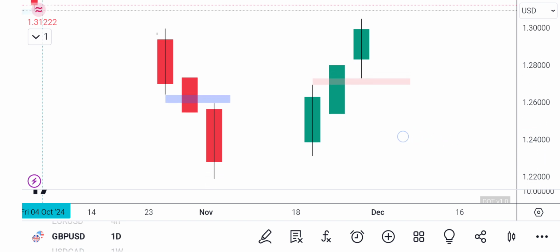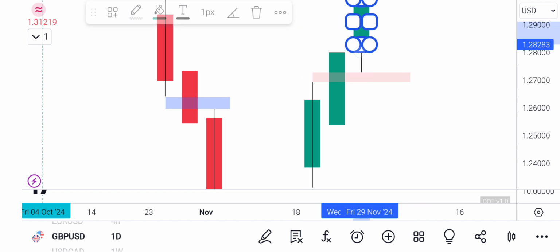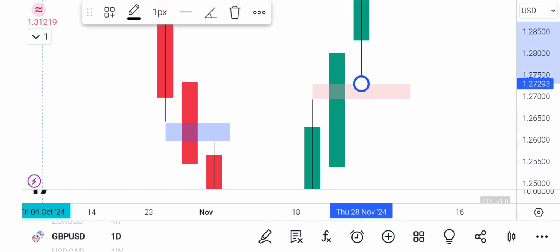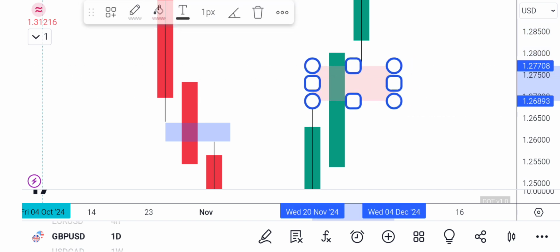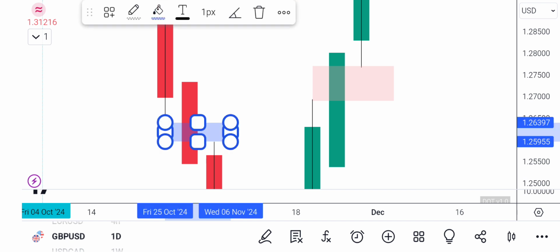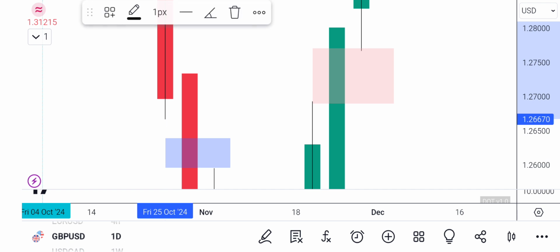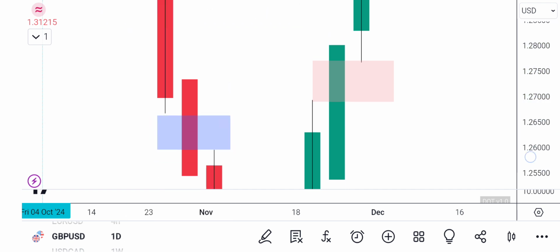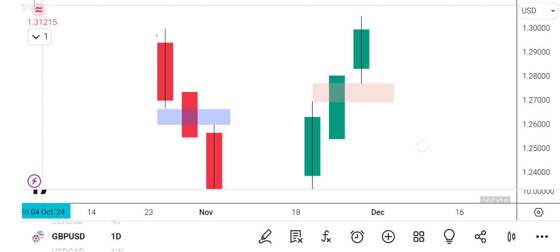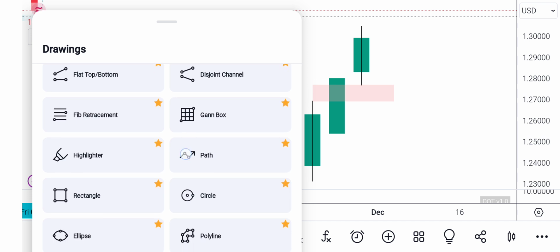Now, there are different forms of fair value gaps. We have the inversion fair value gap, we have the reclaimed fair value gap, and we are going to pay attention maybe only to the inversion fair value gap. We also have what we call the implied fair value gap. Maybe in the next lesson I am going to do a detailed video on the implied fair value gap, but I'm just going to highlight what an inversion fair value gap is and how it works in smart money concept.